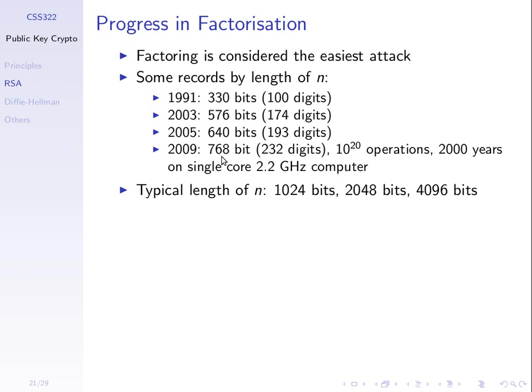Making n larger, of course, makes it harder. And the typical values of n when RSA is used are these three values: 1024, 2048, or 4096 bits. And 1024 bits is still considered secure. But for safety, people nowadays recommend using 2048 bits. But there are no known attacks on 1024-bit values of n.